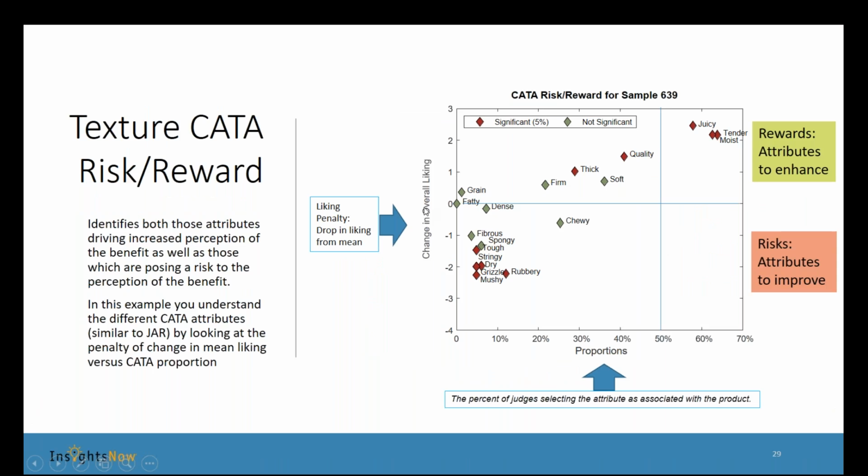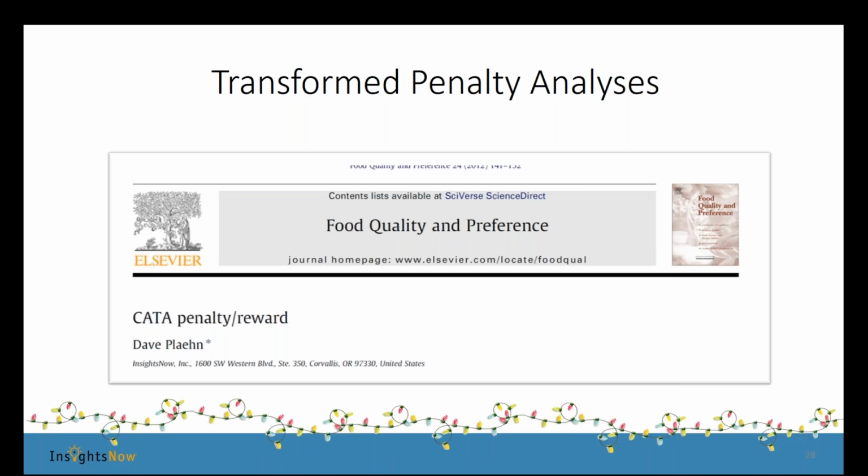Oh, yep. So this is Dave Plaehn, and this is in Food Quality and Preference, and the title is CATA penalty reward. So we pulled this image from the top of that article on the website, so you can go and take a look at this. You are also welcome to email us if you want a specific reference to it, and we can send you there. But hopefully you can read it up there, Food Quality and Preference, I think it's volume 24 from 2012. Yeah, I got cut off just a little bit on that slide.